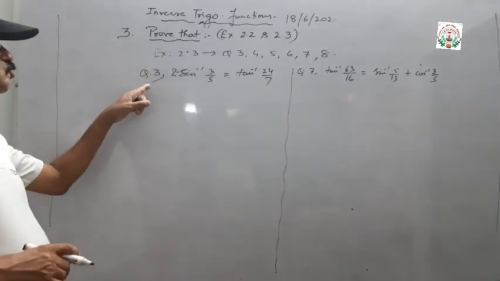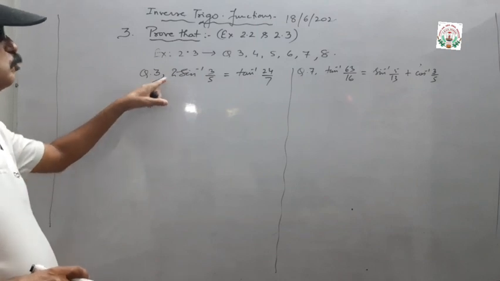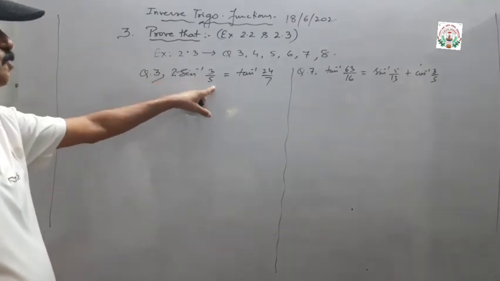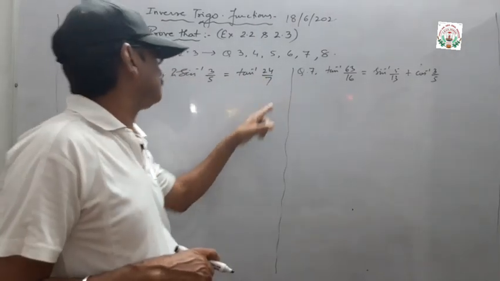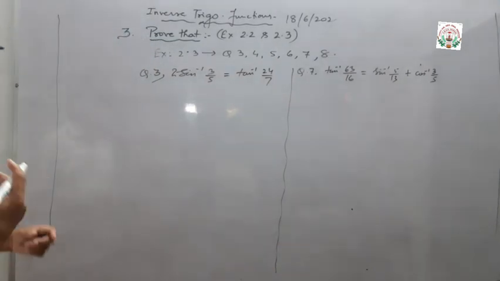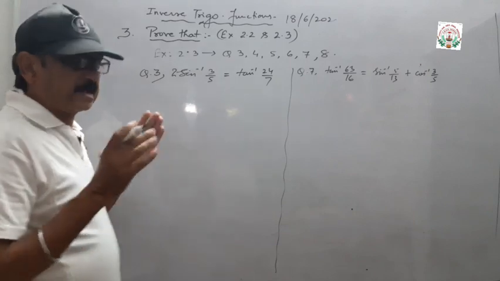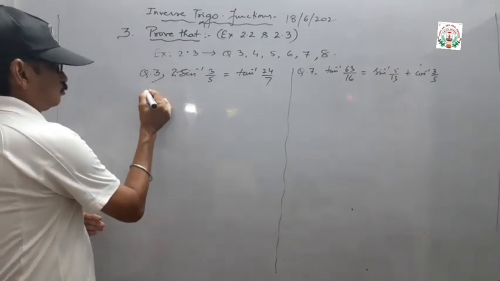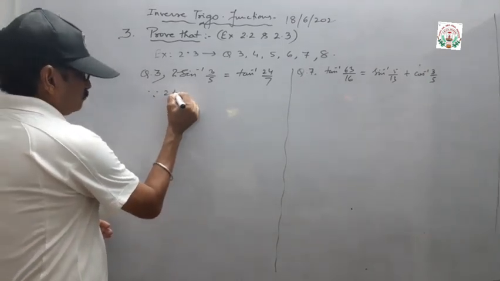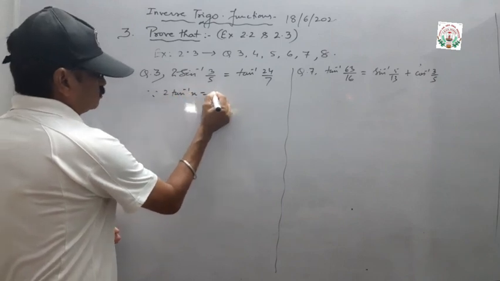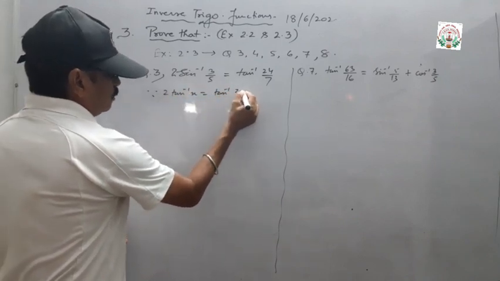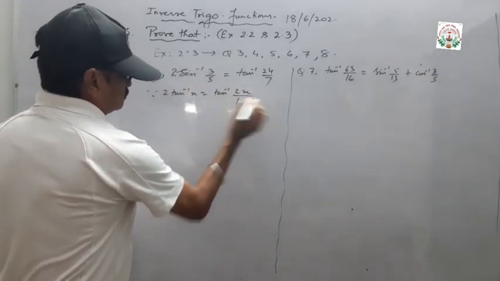Now for the third question we have to show that 2 sin inverse of 3 by 5 equals tan inverse of 24 by 7. So as we know the formula for 2 tan inverse x, since we know that 2 tan inverse of x is equal to tan inverse of 2x upon 1 minus x square.